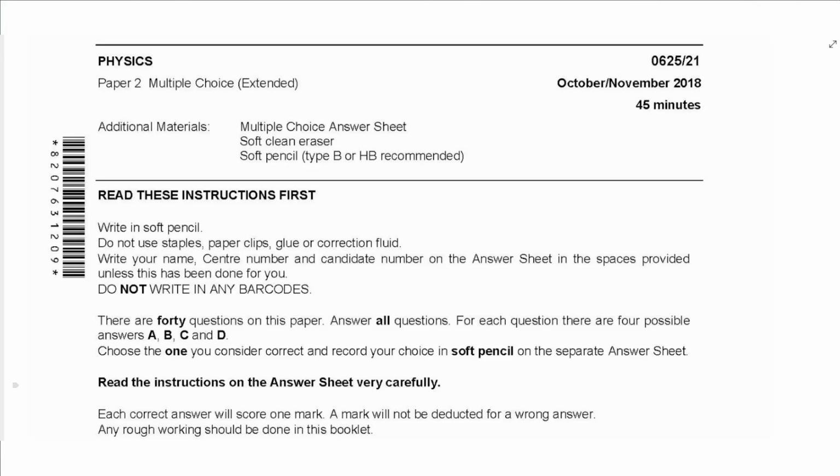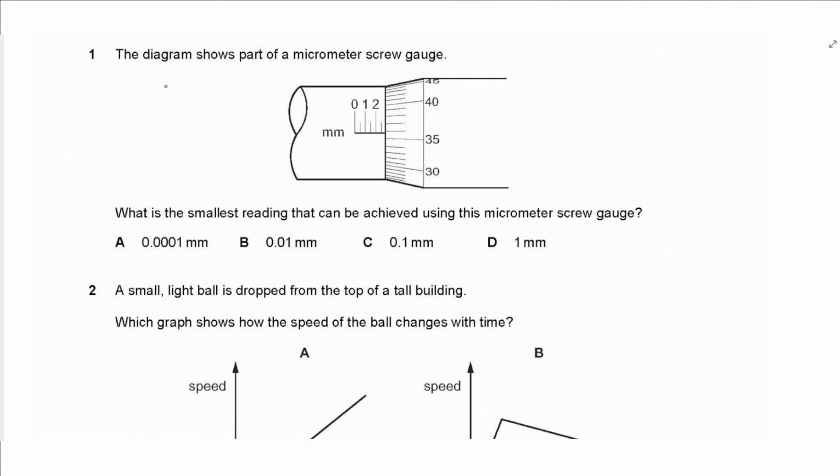In this video, I will be solving the Paper 2 exam for October-November 2018 Variant 1. So let's get started. Question 1 says the diagram shows part of a micrometer screw gauge.